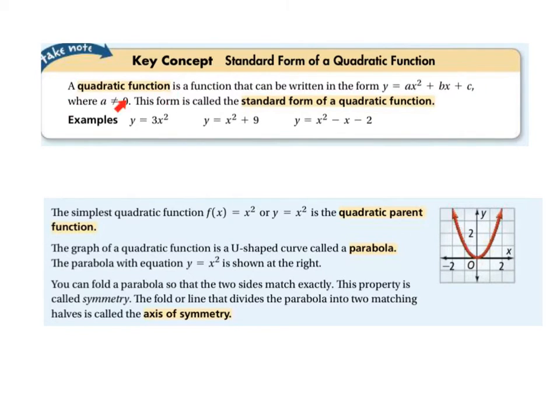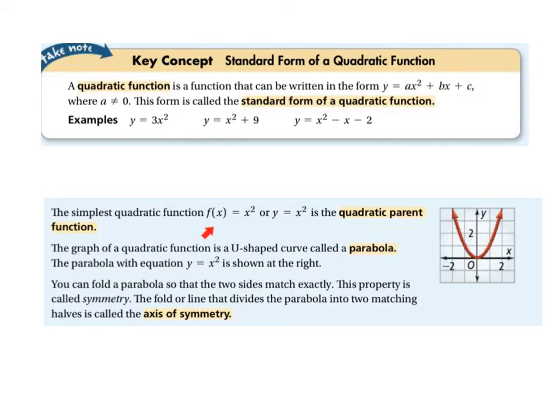So this time, we're going to say a is definitely not 0, because otherwise that just makes it a straight line. It's called the standard form of the quadratic function. And again, it's an equation, we throw in the y there. Examples here: y equals 3x squared, y equals x squared plus 9, y equals x squared minus x minus 2.